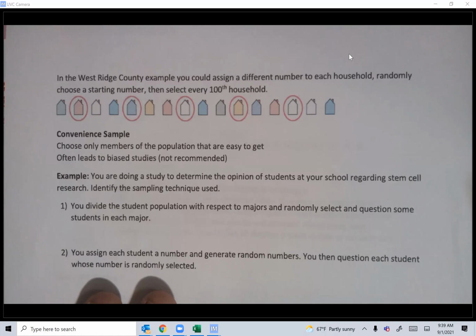That leads to a biased study usually. Choose only members of the population that are easy to get. It often leads to a biased study, and it's not recommended. Let me give you an example of a convenience sample.